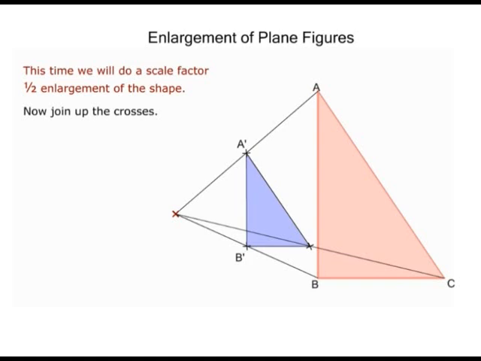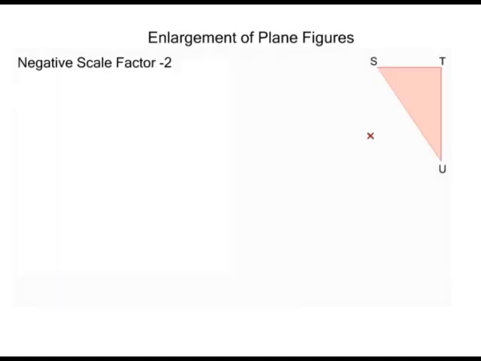So the image is a half as big as the object because it's a scale factor of a half, but it is also on the same side of the center of enlargement as the object because the scale factor is positive. Let us now do a negative scale factor. We do an enlargement of scale factor -2 about X. For negative scale factor, the image will come on the other side of the center of enlargement and will be twice as big as the object.